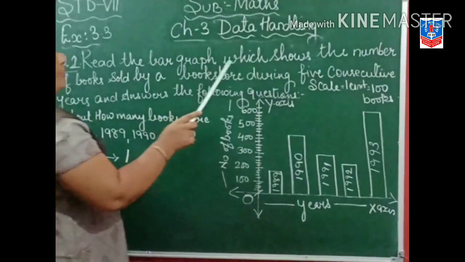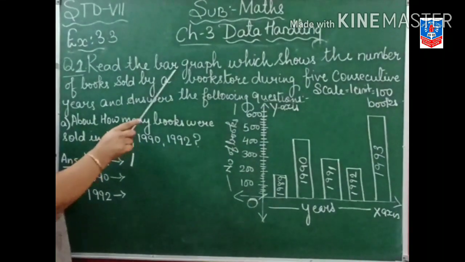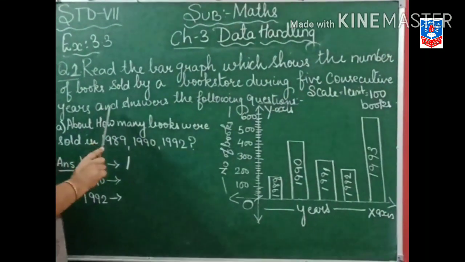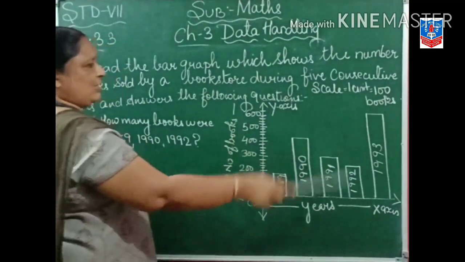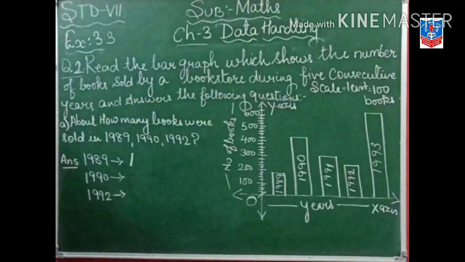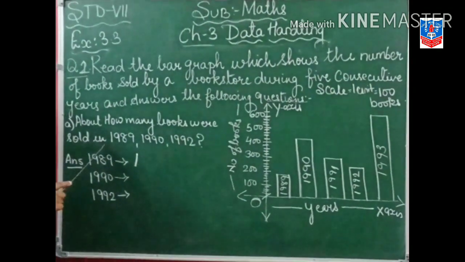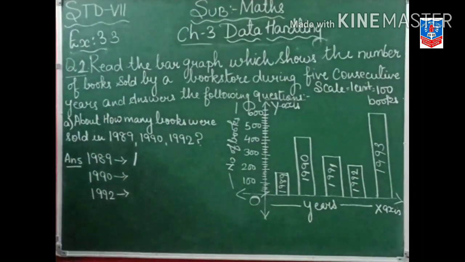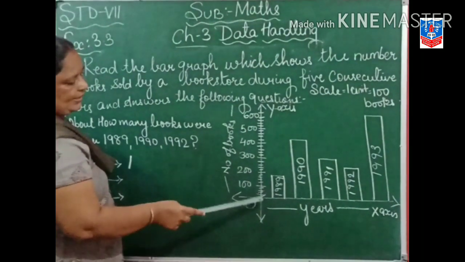Read the bar graph which shows the number of books sold by a bookstore during 5 consecutive years and answer the following questions. Now see, a rough bar graph is drawn here. Now, how many books were sold in 1989, 1990 and 1992? Now see, this 1 unit is equal to 100 books.